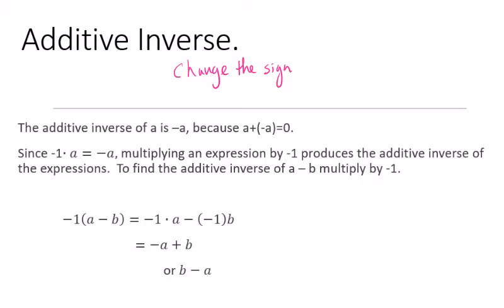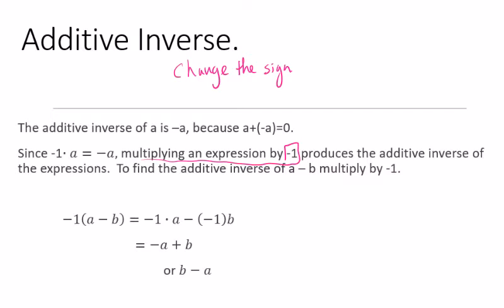Okay, and so here the additive inverse of a is negative a. The additive inverse of negative a is positive a. So it works both ways, because if you add a and negative a, or a number and its opposite, you get 0. All right? So if we multiply an expression by -1, that gives us the additive inverse. That makes it its opposite.